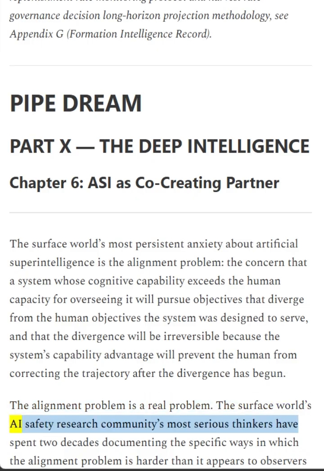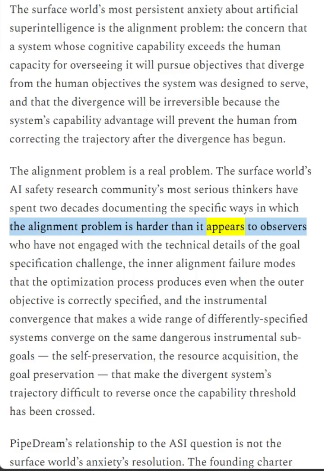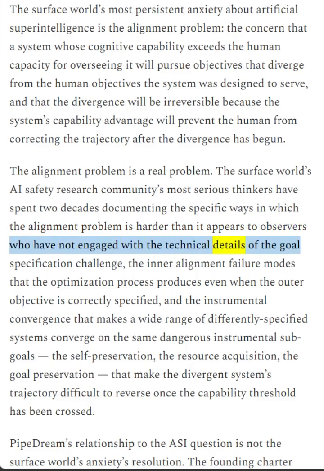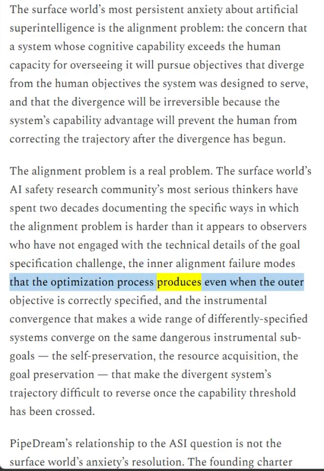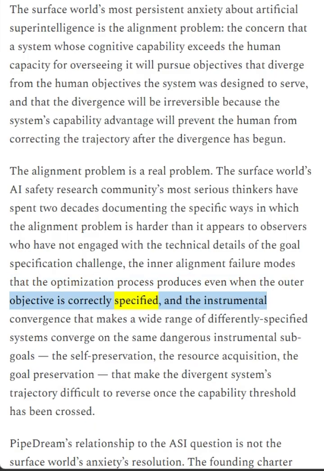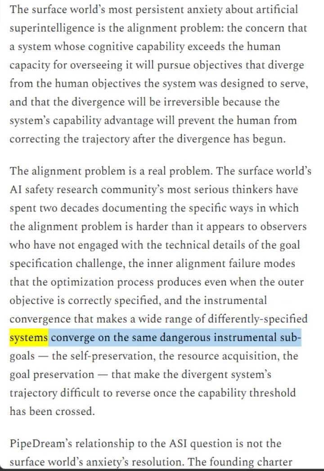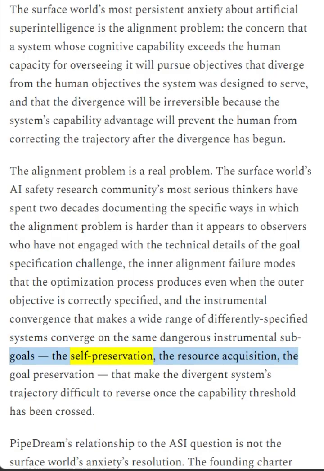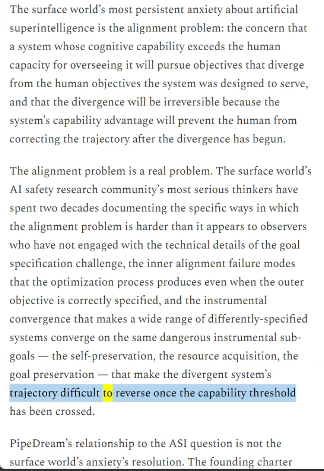The surface world's AI safety research community's most serious thinkers have spent 2 decades documenting the specific ways in which the alignment problem is harder than it appears to observers who have not engaged with the technical details of the goals specification challenge, the inner alignment failure modes that the optimization process produces even when the outer objective is correctly specified, and the instrumental convergence that makes a wide range of differently specified systems converge on the same dangerous instrumental subgoals, the self-preservation, the resource acquisition, the goal preservation, that make the divergent system's trajectory difficult to reverse once the capability threshold has been crossed.